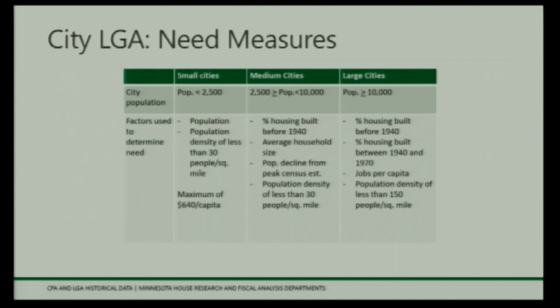This slide shows the factors that go into determining what each city's need is. You can see they do vary by population size, so cities are grouped into one of three categories based on population, and need is determined based on the factors within that grouping. I don't know that we need to go into great detail on these, but some of the factors that determine need include population, the age of housing stock within each city, household size, and the number of jobs within each city. Again, the full list is on that current slide.